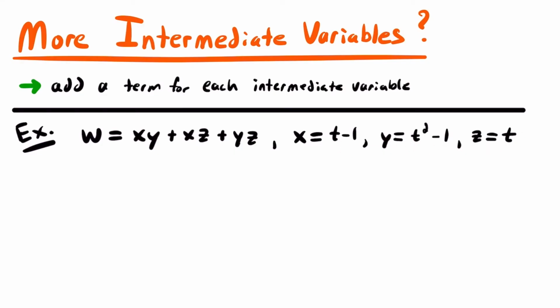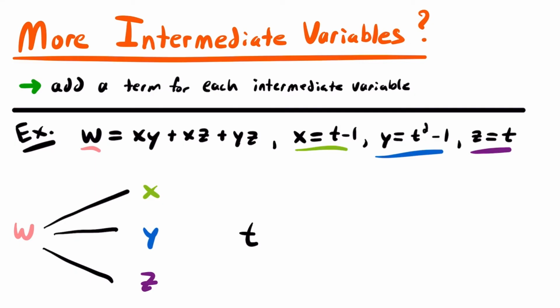Okay, so making a derivative tree here, we have one dependent variable of w, and then we have three intermediate variables, that being x, y, and z. And then all three of those intermediate variables are in terms of one independent variable. So you could choose to write that like this, just draw one t, or if you're drawing the pathways, sometimes it's easier to draw a t for each of the intermediate variables.